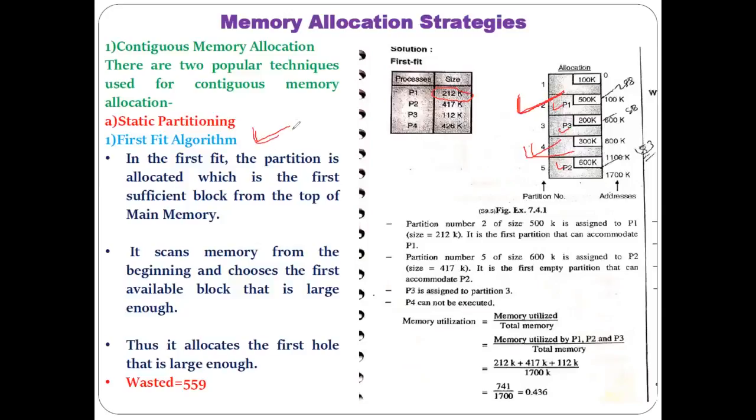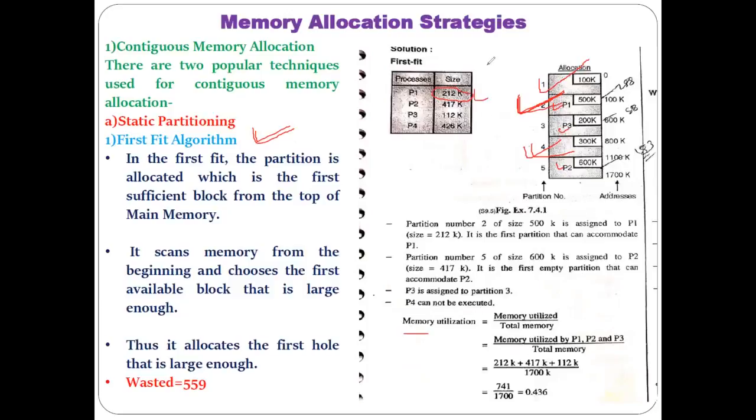So according to first fit, you have to choose the first partition which is large enough. Understood? The first here does not mean the initial partition of your memory blocks. First means the first which is large enough to hold your process.